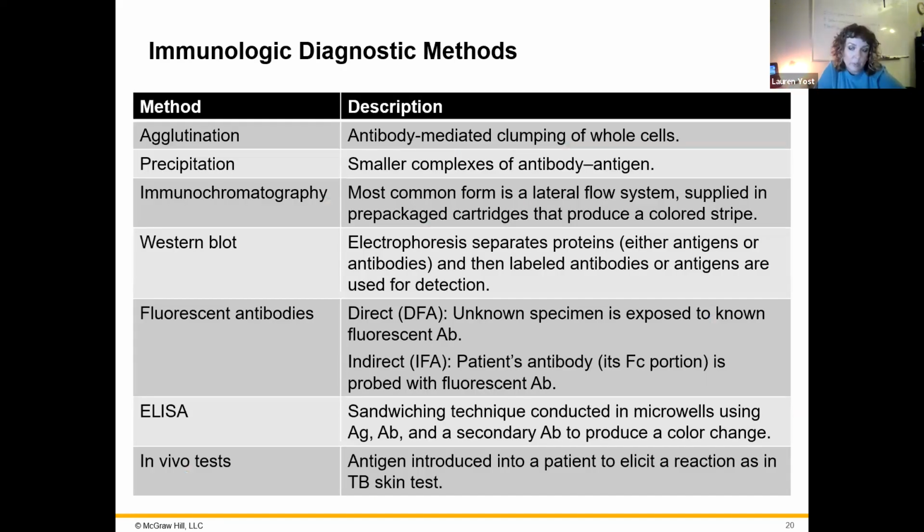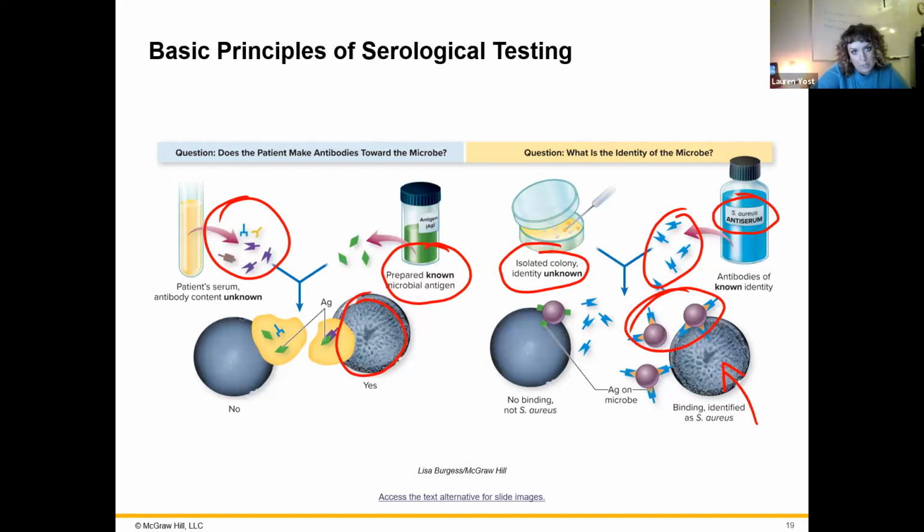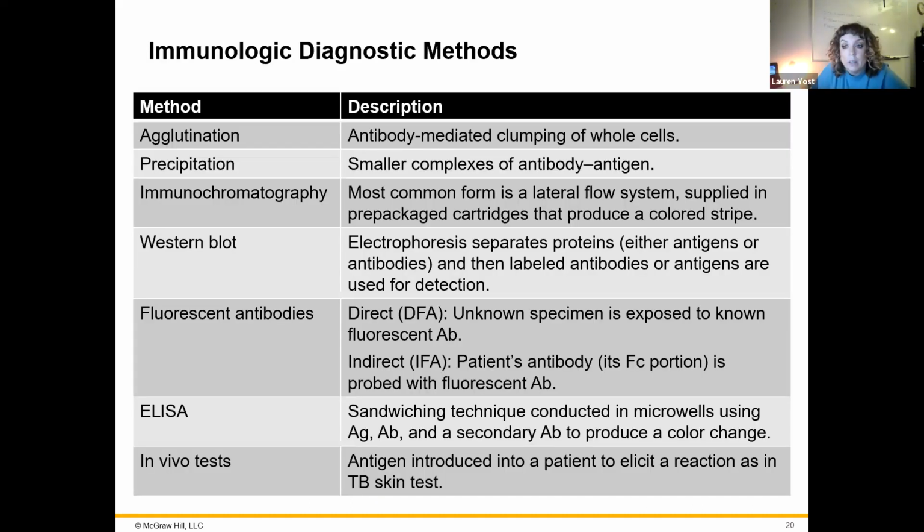So there's all sorts of different ways we can utilize this concept, whether it is agglutination or precipitation. Those are very similar concepts. In agglutination, we have antibody-mediated clumping of actual whole cells. In precipitation, we have smaller complexes, just antibody-antigen complexes. But clumping of actual cells is agglutination, otherwise it's precipitation. So to accurately describe the slide that we were just looking at previously, would in fact be precipitation, right? To make that clear when you guys are going back to study.